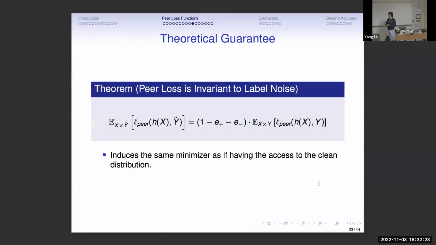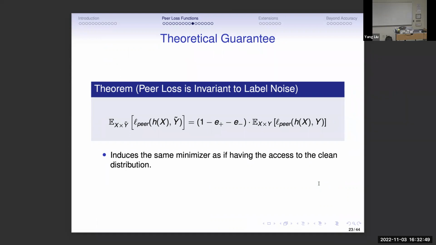Okay. So this was the first theorem that was really encouraging. For some time, I was trying to prove this was a mission impossible. You cannot find a loss function that does not really depend on the noise rate, but at the same time gives you a theoretical guarantee. But this is the first result that was super encouraging. It shows pure loss is actually invariant to label noise. And the result is pretty simple.